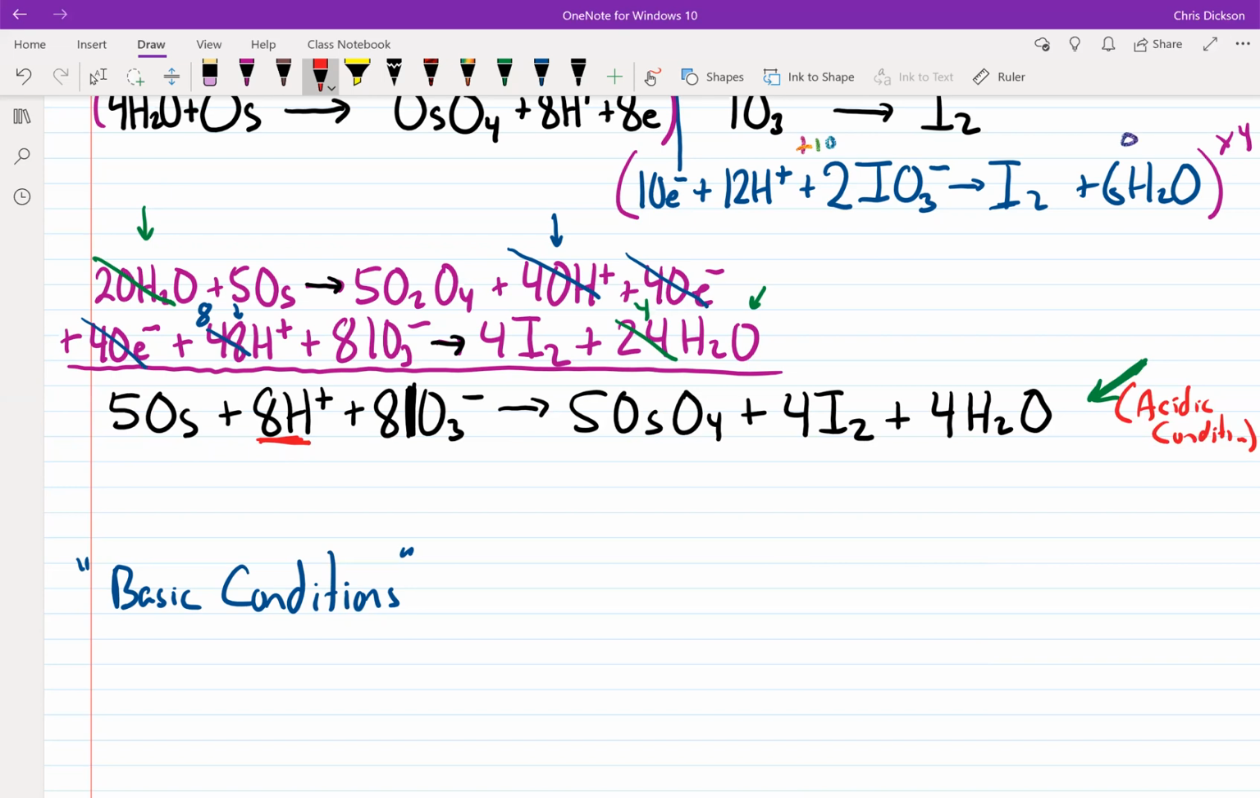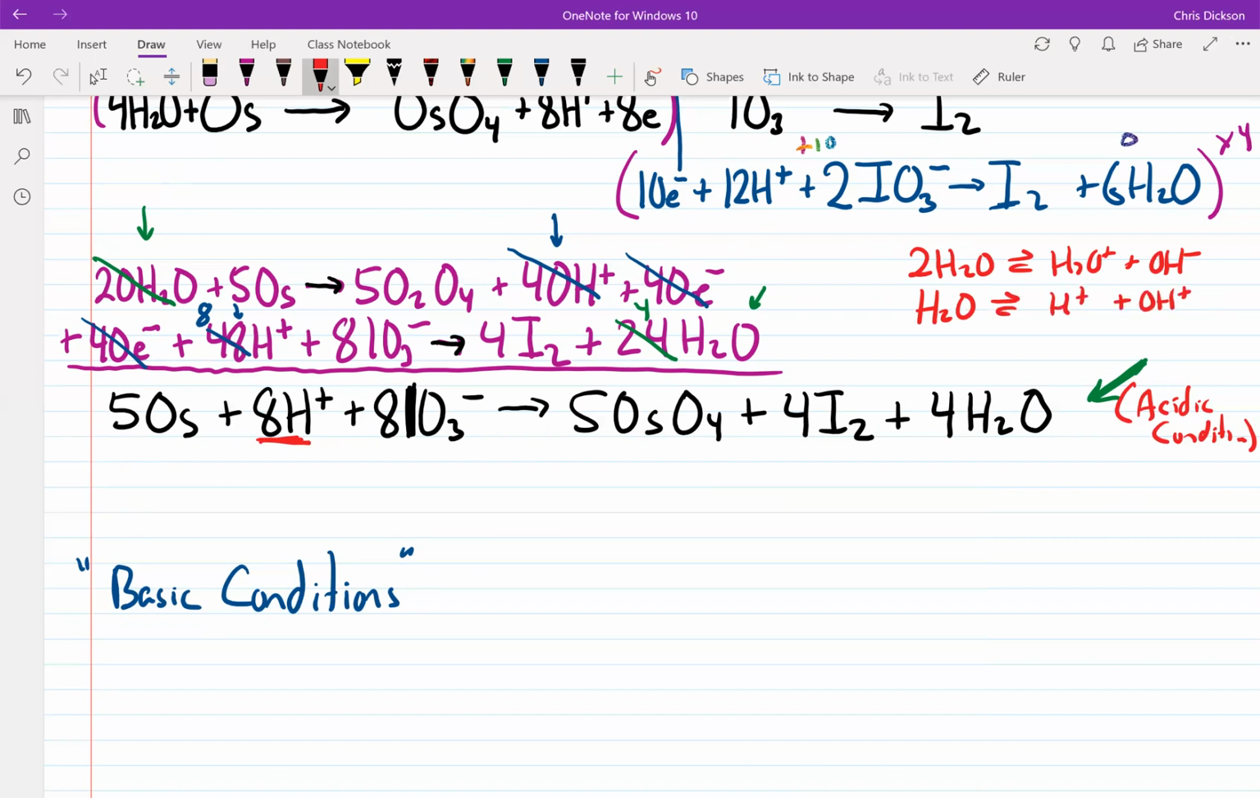So what I would say, first of all, is use all the things we've taught you and get down to what we have right here, the reaction under acidic conditions. And then use one last step to convert to basic conditions. What you're going to use, you might remember in the acid-base chapter, is the self-ionization of water, which was 2H2O in equilibrium with hydronium plus hydroxide. But what I'm going to write out is just H2O in equilibrium with H plus and hydroxide.